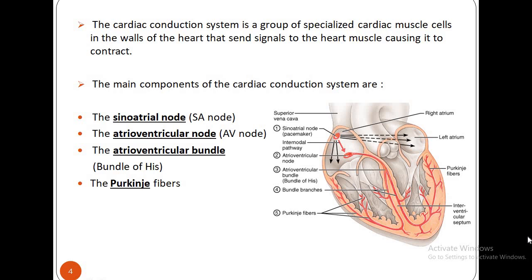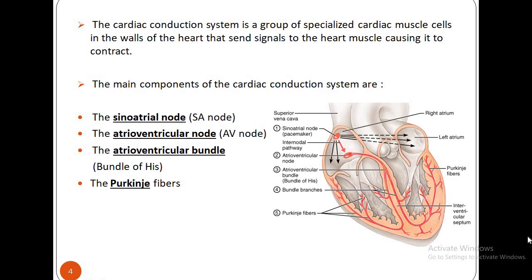The sinoatrial node is a collection of specialized cells and is located in the upper wall of the right atrium at the junction where the superior vena cava enters. The sinoatrial node initiates the heart activity and acts as a primary pacemaker of the heart. It generates electrical impulses at the normal rate of the heart, about 72 beats per minute at rest. This means that the sinoatrial node is said to be self-exciting.